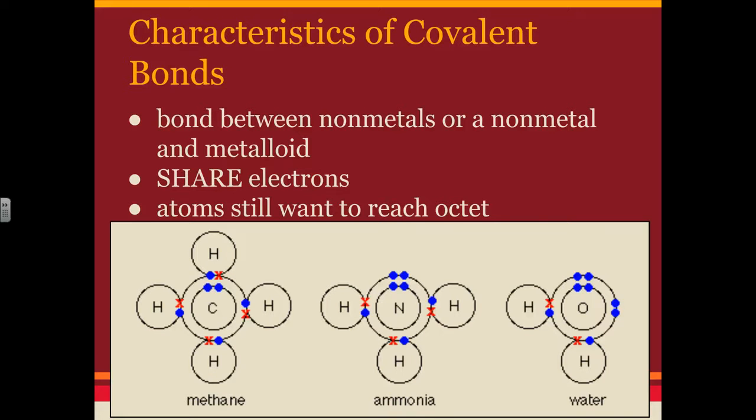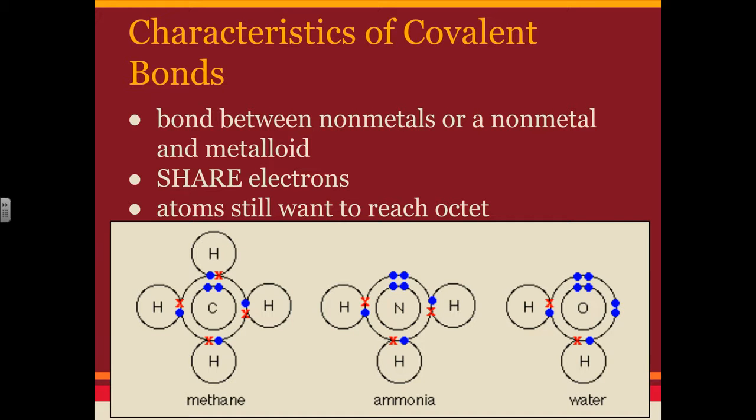So that differs from an ionic compound. An ionic compound, remember, is the combination of a metal and a nonmetal. So you can determine if a bond is ionic or covalent by knowing the difference between those two types of bonds. So again, covalent is between two nonmetals, or a nonmetal and a metalloid. And looking at your periodic table will help you to determine that.